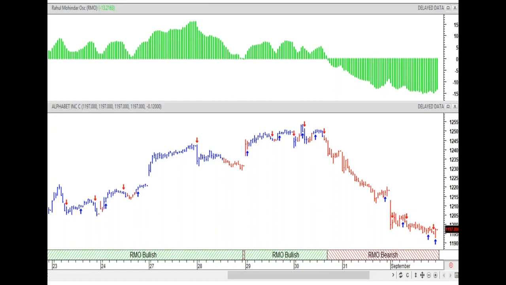Our long-term trend is up. We want to look for buy arrows. We want to look for blue bars when that RMO is up. So notice every blue arrow that I see when the RMO is in bullish zone is an opportunity for me to buy. And every sell arrow that I see when the RMO is negative is an opportunity for me to go short on this market.